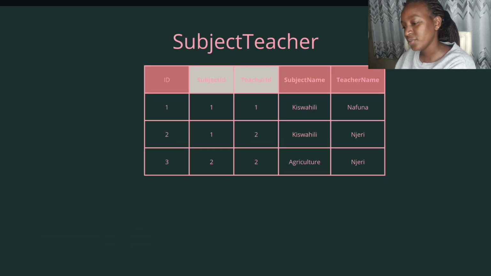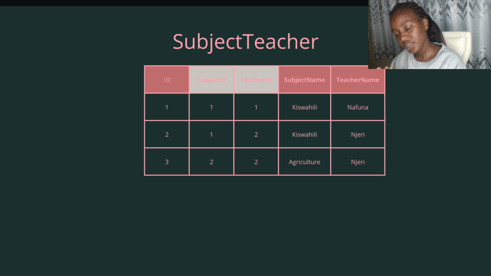All right, so here is our example. We have subject teacher, and our primary key in this case is subject ID and teacher ID combined, because we want details on the subject ID and the teacher ID. Of course, we have the ID at the start, but the real primary key is subject ID and teacher ID combined. So knowing that, let's look at the other columns.